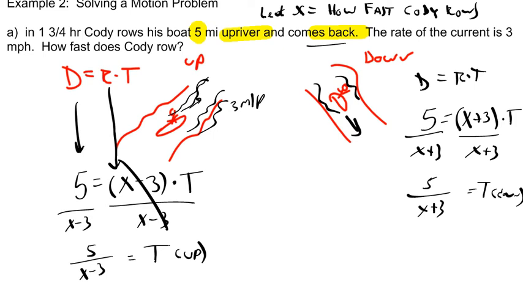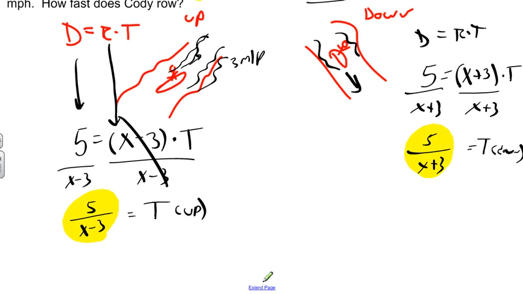Oh, we have to go back and read from the problem. Right here it says, in 1 3/4 of an hour, Cody rows his boat. Row, row, row your boat gently down the stream. Maybe I should make a song right there. Not right now. We're trying to do this math here. So the total time is 1 3/4. So we can make an equation. We add this guy plus this guy, and that's going to be equal to 1 3/4.